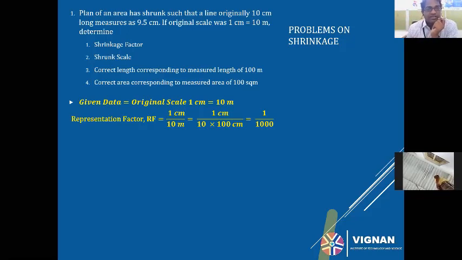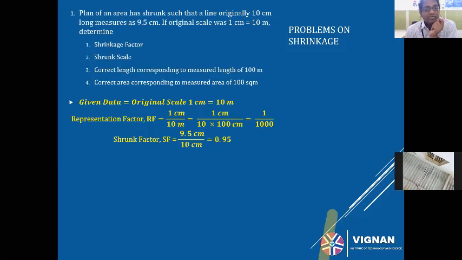Now shrinkage factor can be written as the shrunk length divided by the original length. Shrunk length divided by the original length, shrinkage factor అనొచ్చు, లేకపోతే shrunk factor అని అనొచ్చు. So shrunk length to original. Shrunk length ఎంత, 9.5 centimeters. So original length is 10 centimeters. So it is 0.95. So 95% తగ్గిపోయింది.